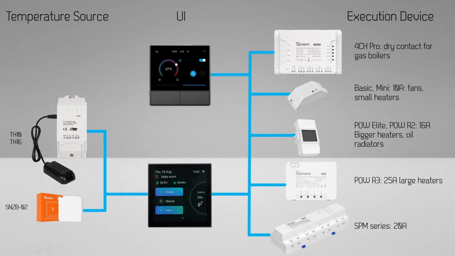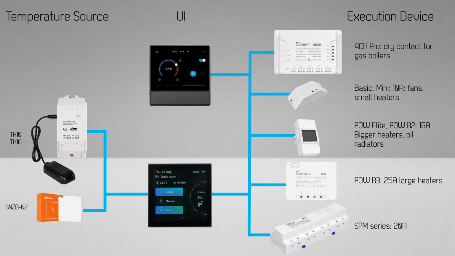But for each of those 4 channels, you have 3 terminals. And for these gas boilers, you would need to use the common, so the middle one, and the other one which says NO, normally open. And that gets closed when the relay is energized. So these would be the gas boilers.